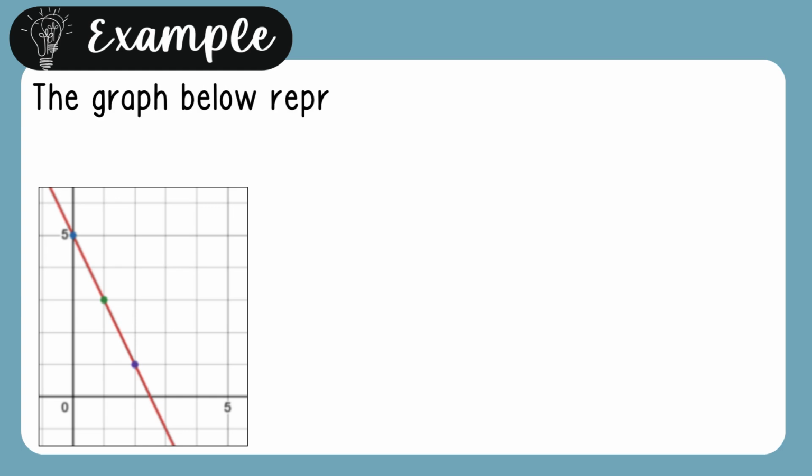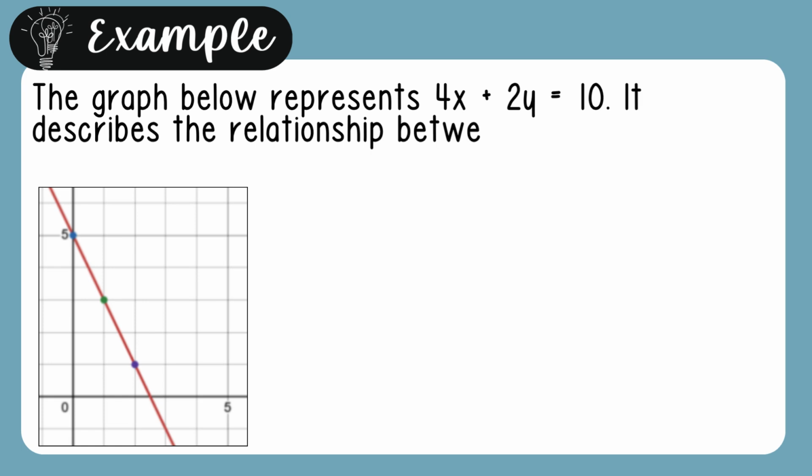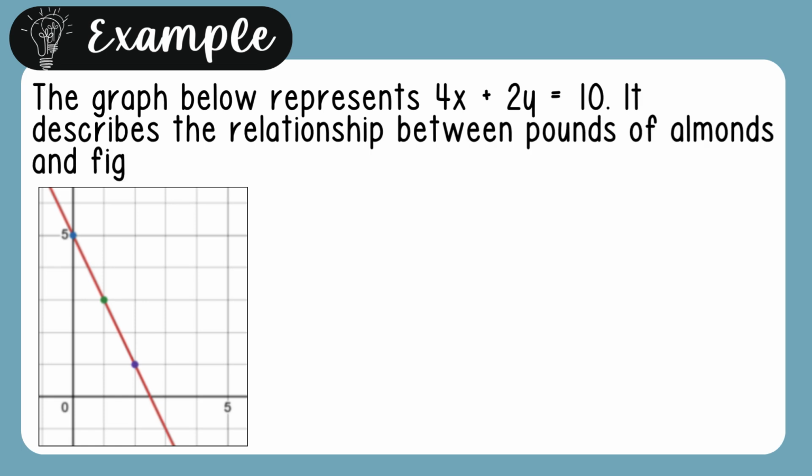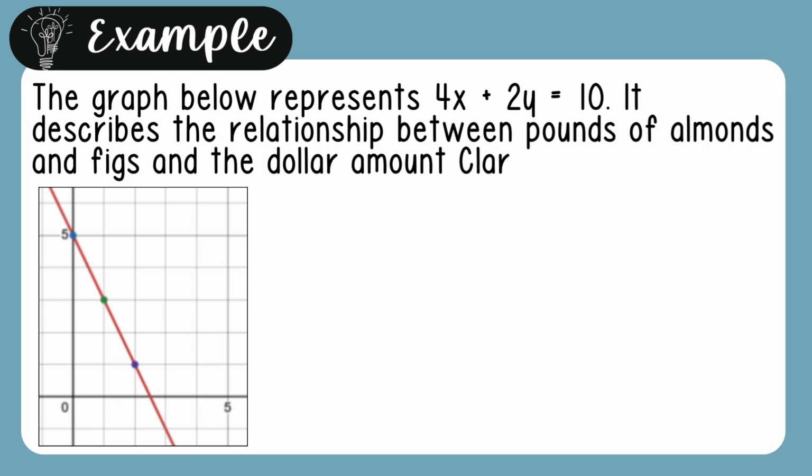Here's one more example. The graph below represents 4x plus 2y equals 10. It describes the relationship between pounds of almonds and figs and the dollar amount Claire spent on them.